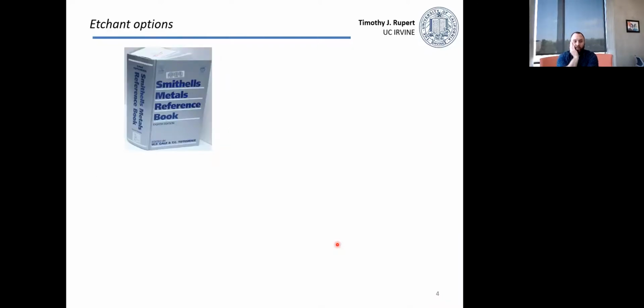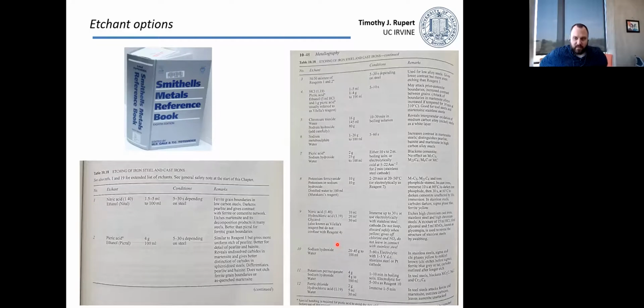So we need to pick an etchant for our materials. Remember, we're just looking at a low carbon steel. You could find this online or do something like that. My research is in metallurgy, so I have this book, the Smithells Metals Reference Book, and I can go in here and look up iron and steel and pick out different choices for etchants. I just scanned and showed you this picture here.